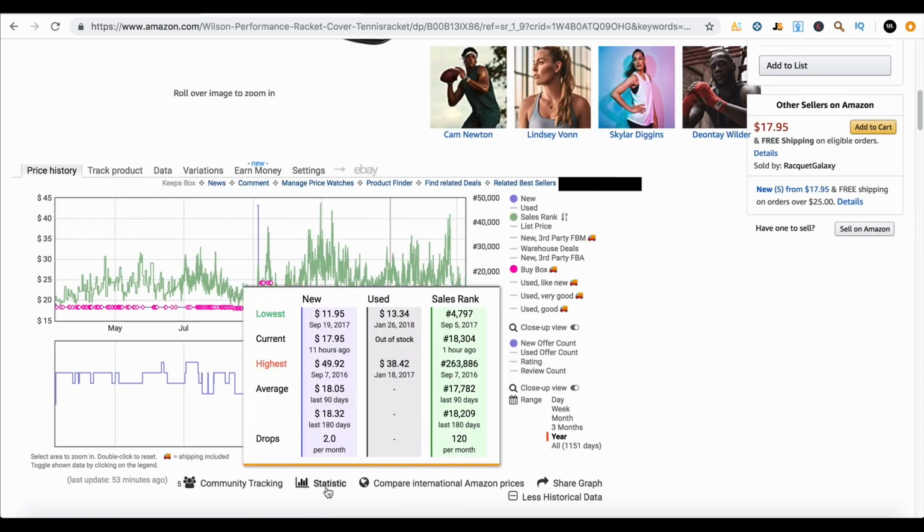You can also go down here to statistic, and it will show you in the green column the highest sales rank that it's ever been for the life of the product, which, if the product's been around for 5 years, don't pay too much attention to it.